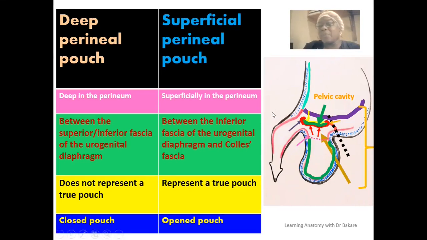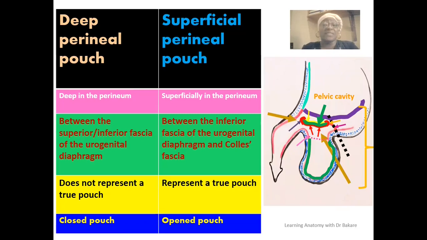And if you try to compare this configuration with the superficial perineal pouch down here, you see that the superficial perineal pouch is just closed posteriorly, while anteriorly at this region, it is opened. So you see that the superficial perineal pouch is an opened pouch, if you try to compare this configuration with the deep perineal pouch.